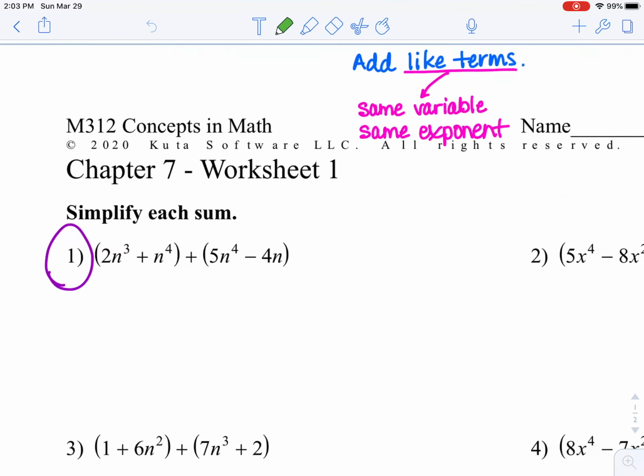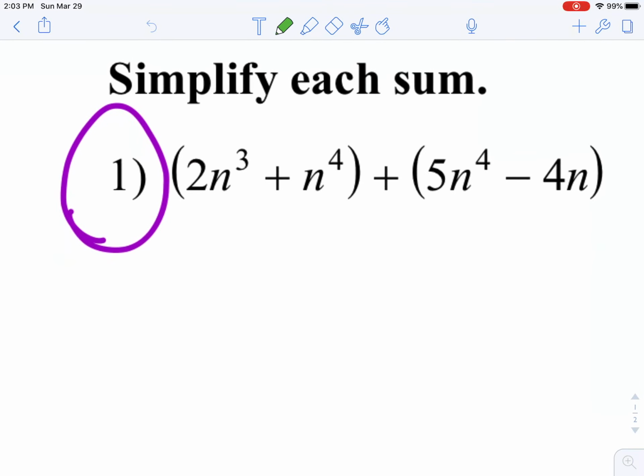So the first question I'm going to do with you is question number 1, and the directions are simplify each sum. Now, in order to do that, we notice that there's a plus right here in the middle. Now that's really important because after today, that's sometimes going to be changed to a minus, and that means we're going to do something a slight little bit different. But for now on this worksheet, they're all pluses, so we are good. So let me erase that.